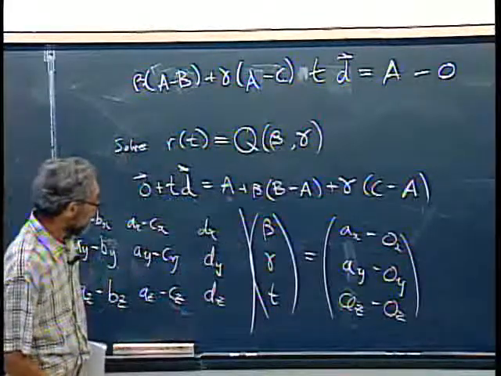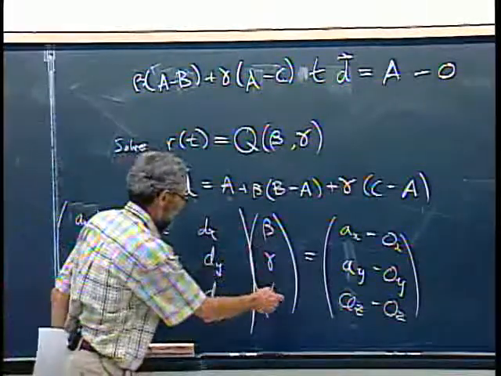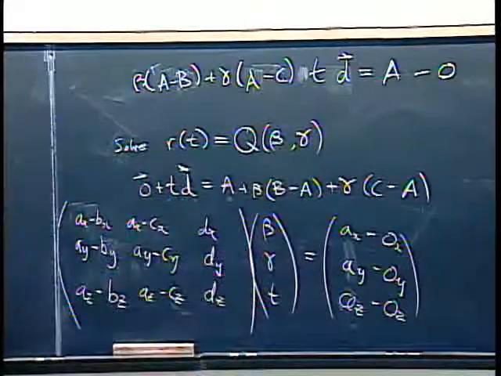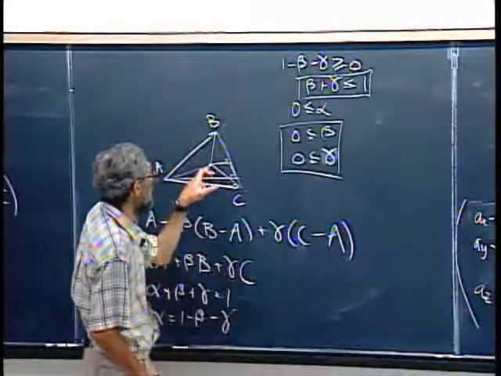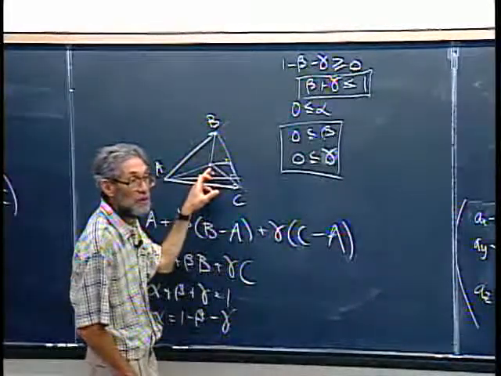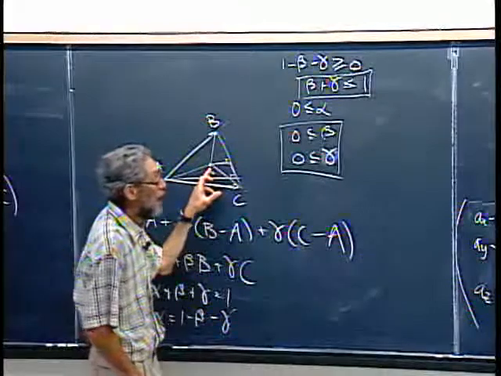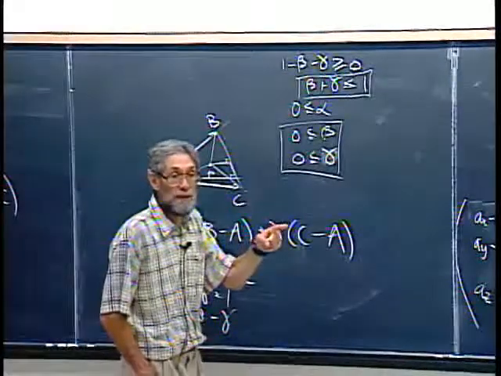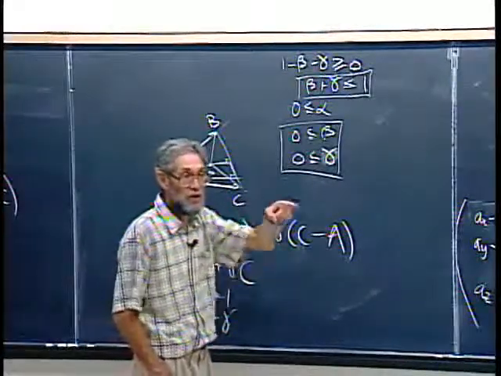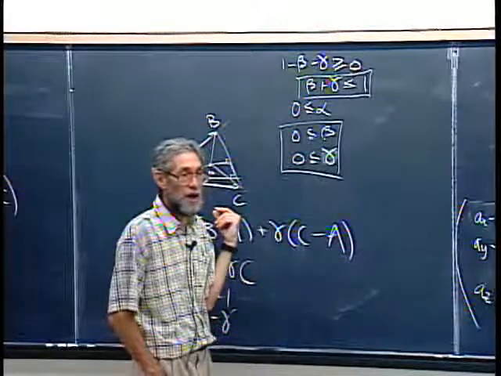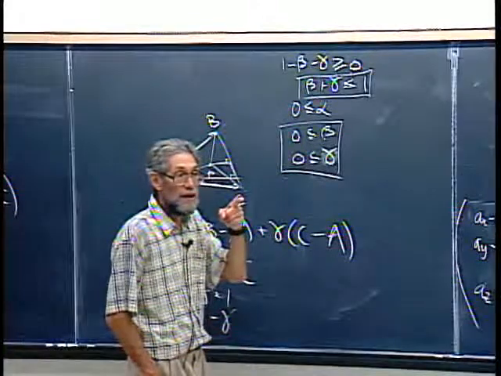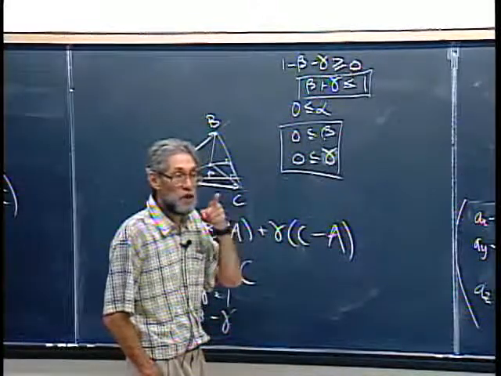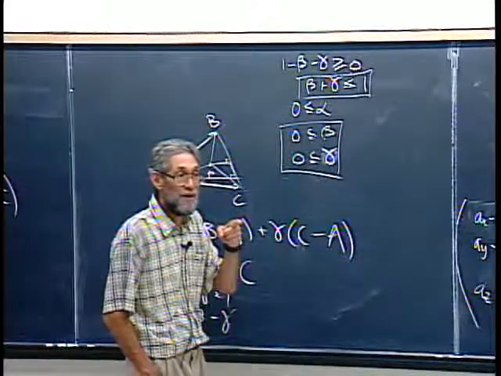And so you're going to find beta, gamma, and t. And then you're going to check these inequalities for beta and gamma. If it satisfies those three inequalities, then the ray intersection is inside the triangle. And if t is positive, then you know it's in the direction you're looking along the ray instead of behind your eye. And if the ray is parallel to the plane, then you've got a problem, because the denominator will be 0.